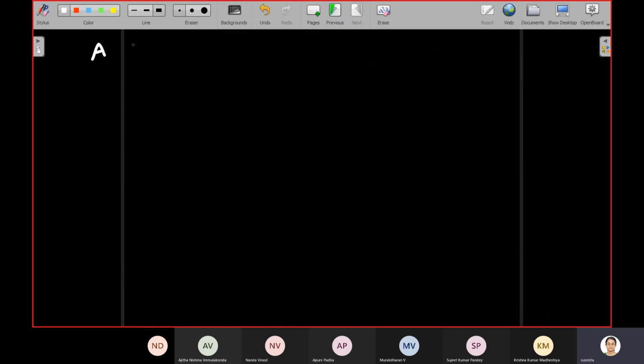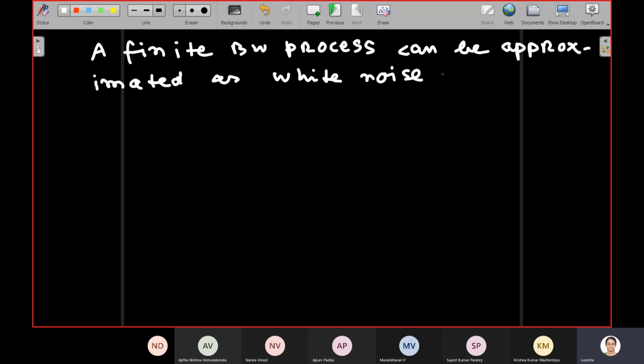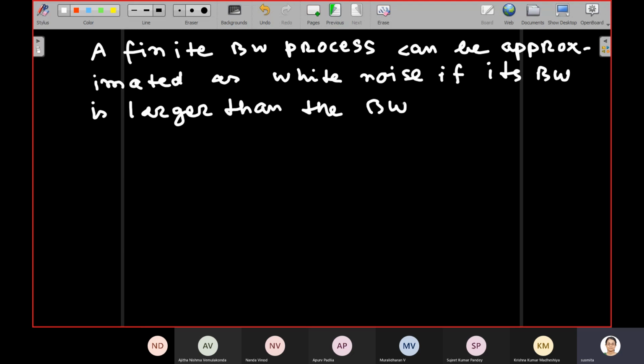Actually, a finite bandwidth process can be approximated as white noise if its bandwidth is larger than the bandwidth of interest.